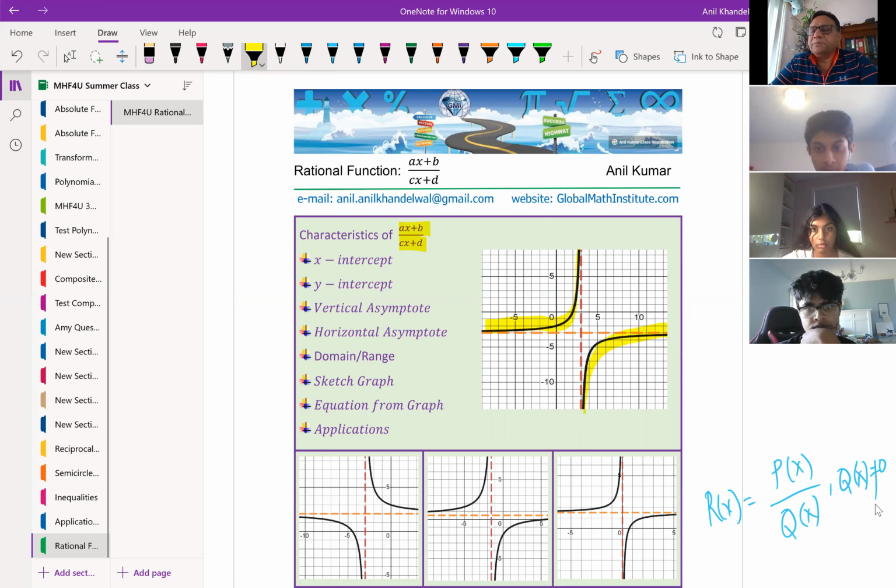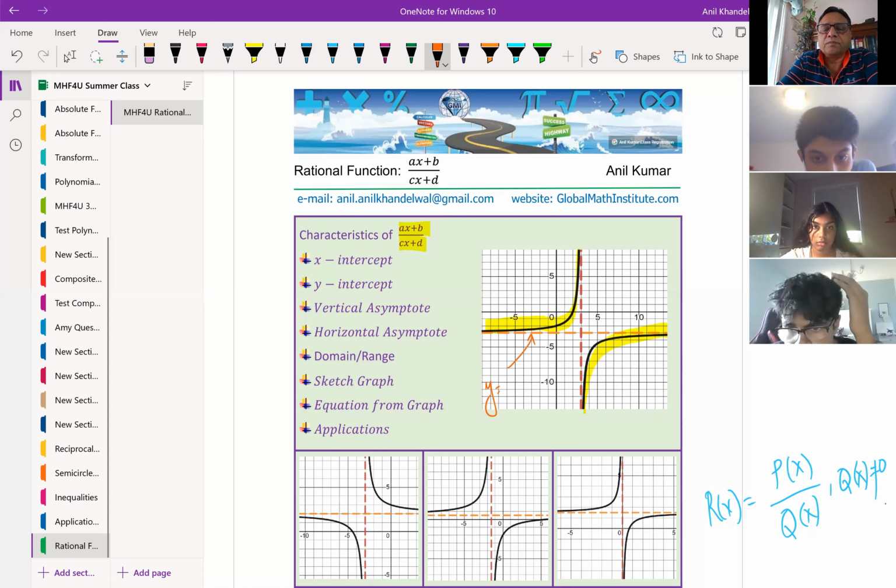So maximum, it could have two asymptotes. So there will be a horizontal asymptote as shown here. So in this case, the equation of the horizontal asymptote could be what? Can any one of you tell me? What is the equation of this horizontal asymptote shown here? Y equals to minus 3, sir. It's a horizontal line, y equals to minus 3, correct.